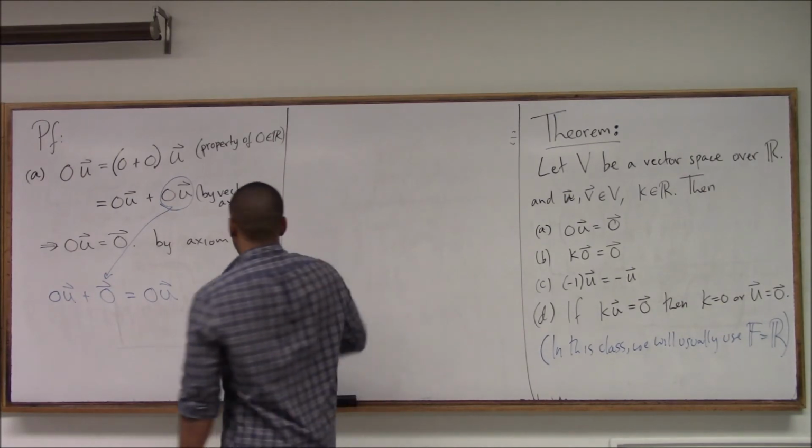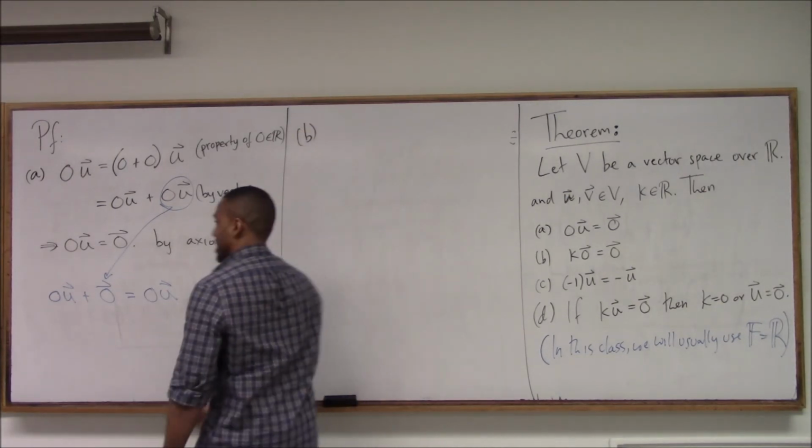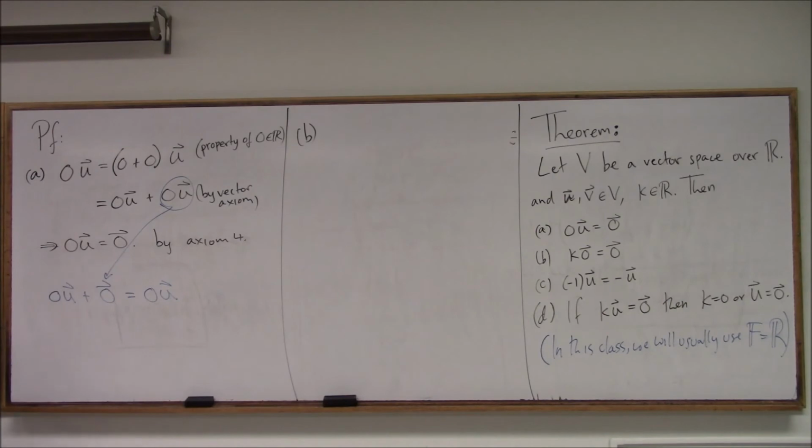Okay, so that's the proof for that. I know it seems a little like cheating, but it's not. This follows by the property of the real numbers. This follows by the vector axiom that says I can distribute scalars across a vector. And this follows by literally the definition of what it means to be the 0 vector.